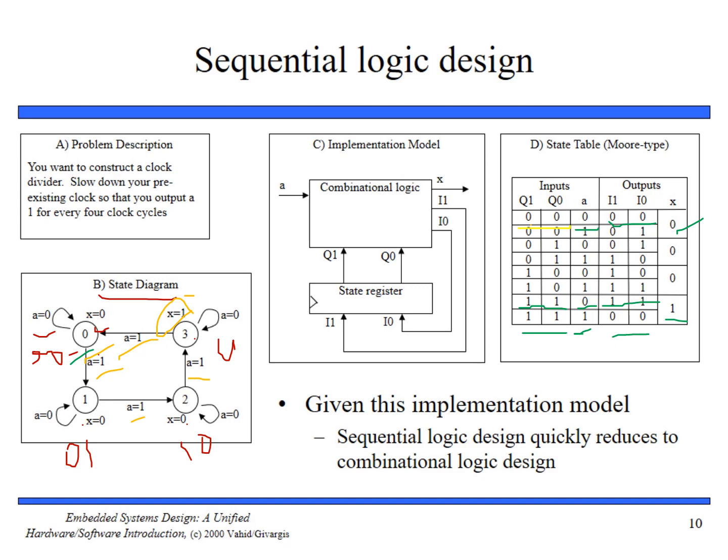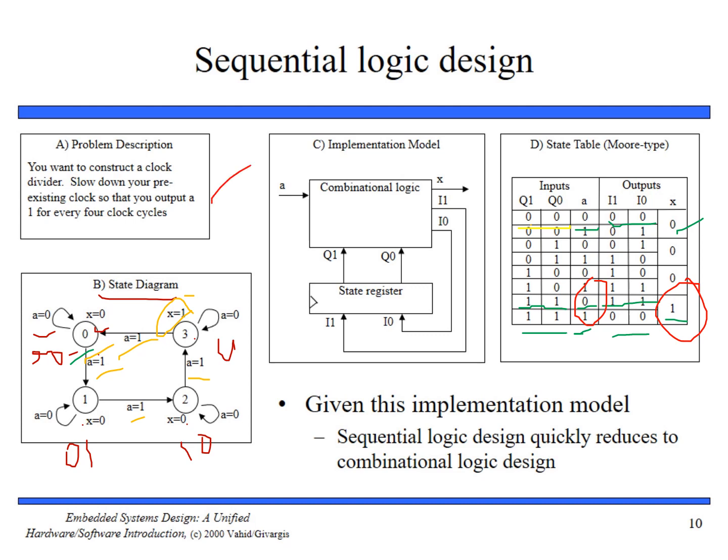So after 4 clock cycles, whether the input is 0 or 1, the output will be 1. Sorry, this down one. This output will be 1, either A is 0 or 1. Clear?